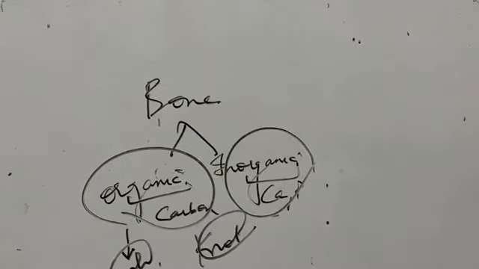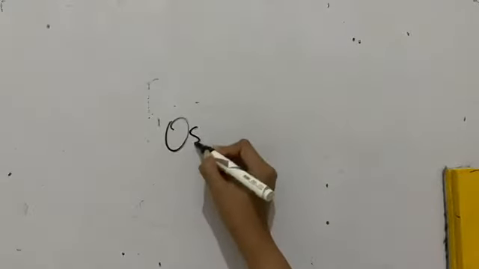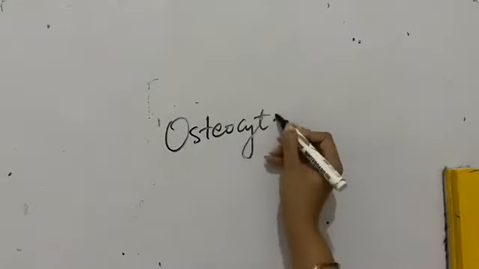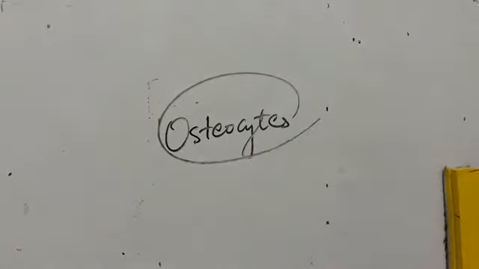So the basic structure of bone, if we talk about a long bone, how does it look like? The bone is highly calcified, which means it is made up of calcium. It is hard, it is rigid, it is strong, and it is made up of bone cells known as osteocytes. Bone is made up of bone cells. What is the name of bone cells? Osteocytes. Got it?